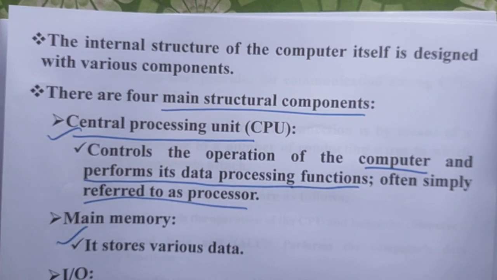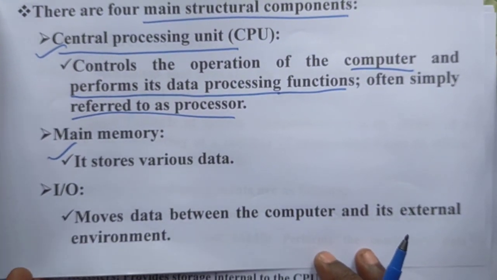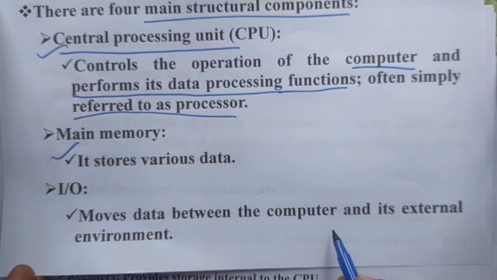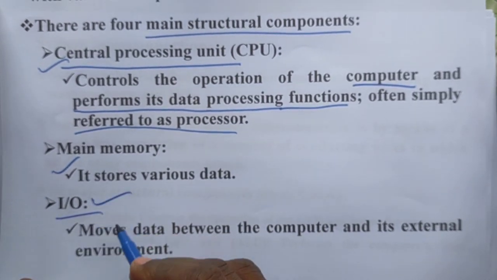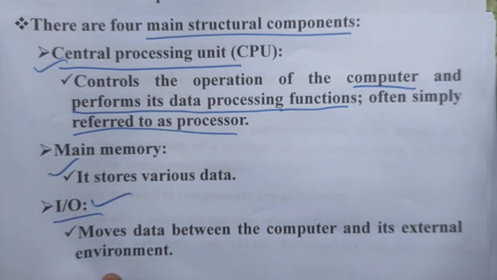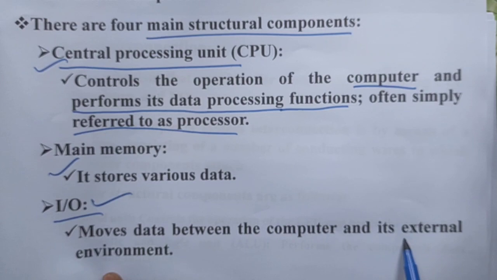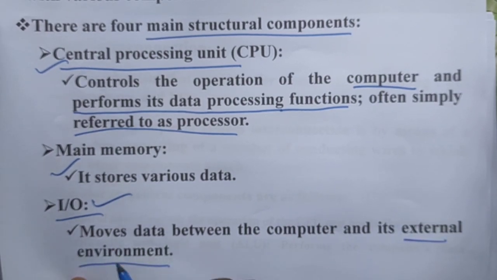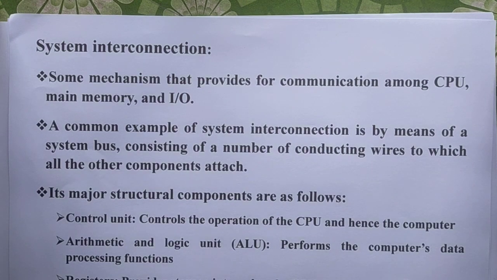Another is moving data between the computer and its external environment. Here data moves between the computer and the external environment. How? Through input output devices. Through input devices, it will receive data, and whenever it displays to the external environment, it will display through output units or output devices. This is the basic concept regarding the main structural components.